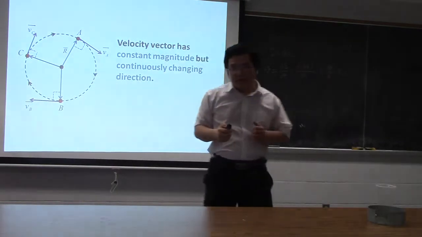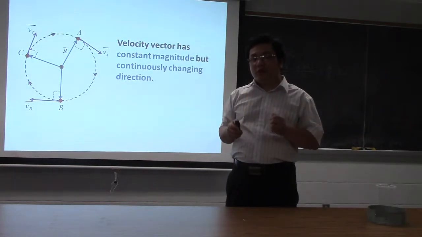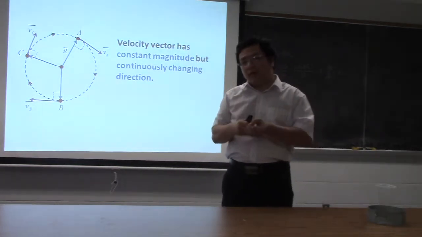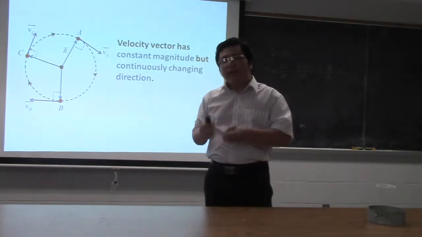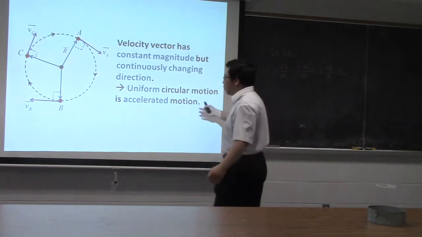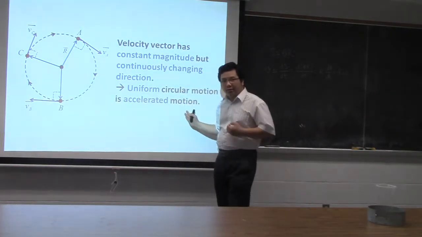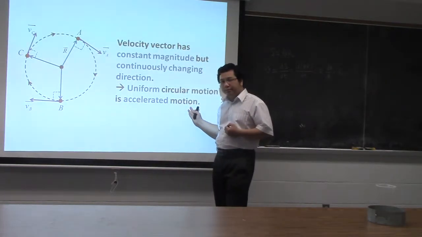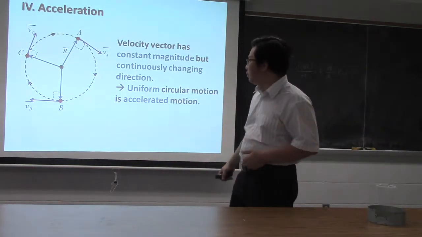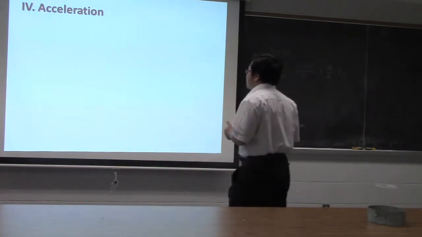And because of that reason, we know that whenever an object changes its velocity, either in direction or magnitude, or both direction and magnitude, there must be some acceleration involved. So we can say that uniform circular motion is accelerated motion. And therefore, we have to examine its acceleration too. Now, let's examine the acceleration.